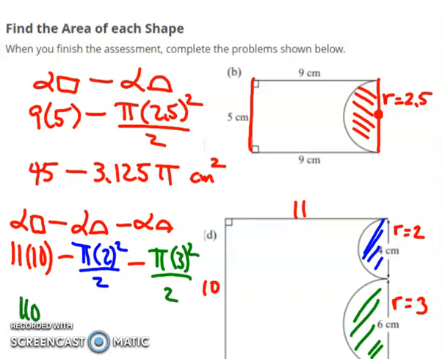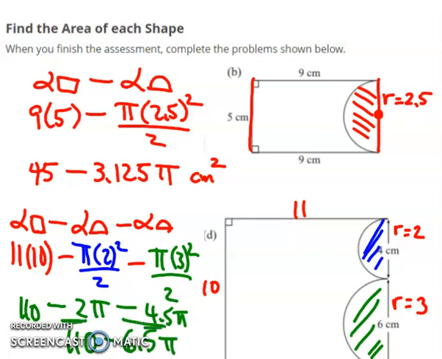So we end up with 110 minus, 2 squared is 4 divided by 2 is 2 pi. And then 3 squared is 9 divided by 2 is 4.5 pi. So we have an area of 110, and we're taking away 6.5 pi, since -2 and -4.5 makes -6.5 times pi, and we're looking at square centimeters as an area.